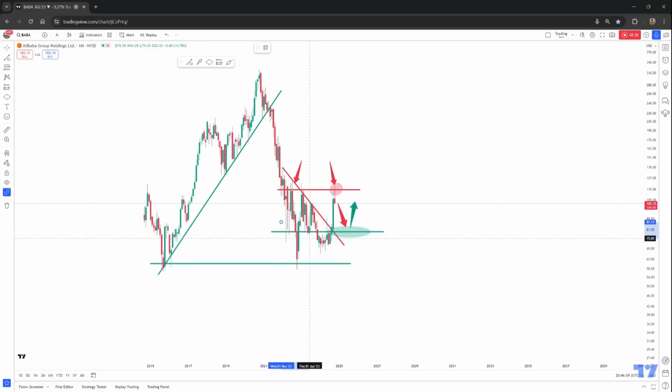This entire formation right here just looks like a simple rounding bottom reversal pattern. Alibaba already broke major resistance towards the upside, and this could certainly be the beginning of a next major massive bull run.